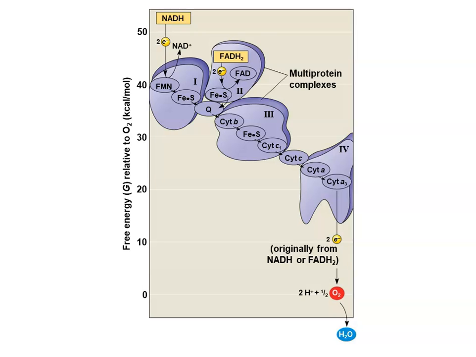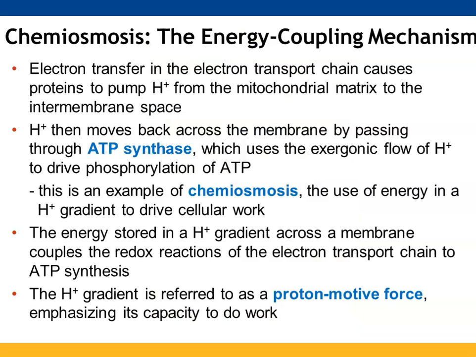But as they move through those multi-protein complexes, the free energy compared to oxygen is decreasing, and oxygen, being your terminal electron acceptor, is helping to pull those electrons through. Why we need to have these electrons pulled through is because we still haven't made any ATP. All we've done with that so far is make water.